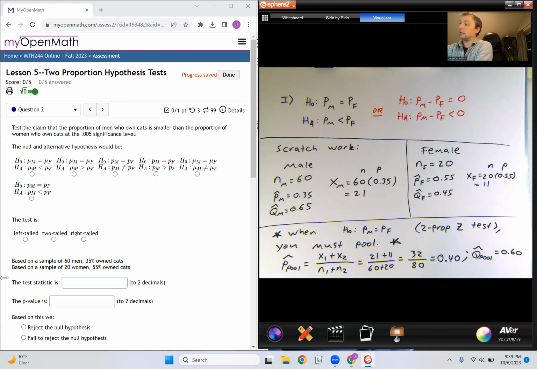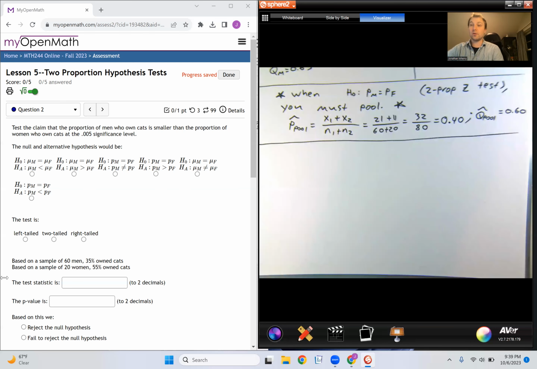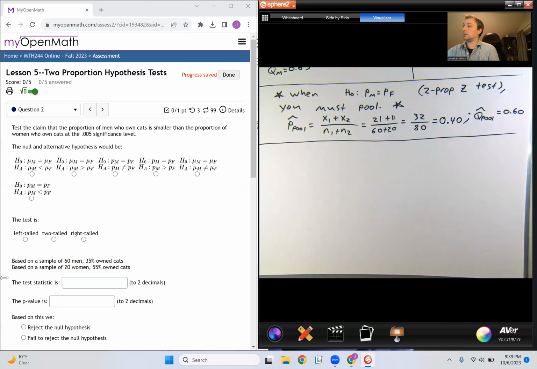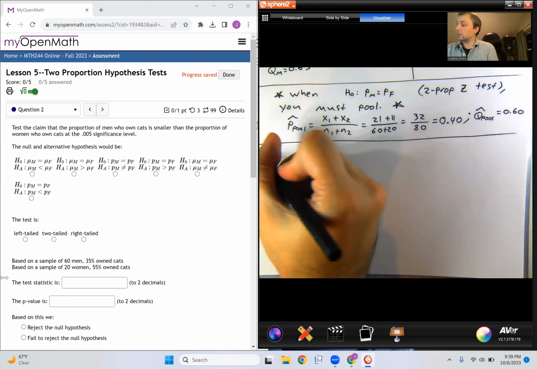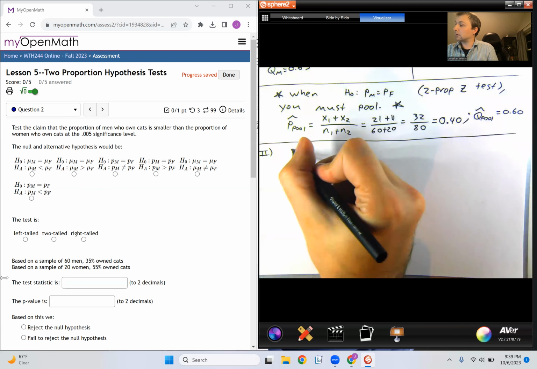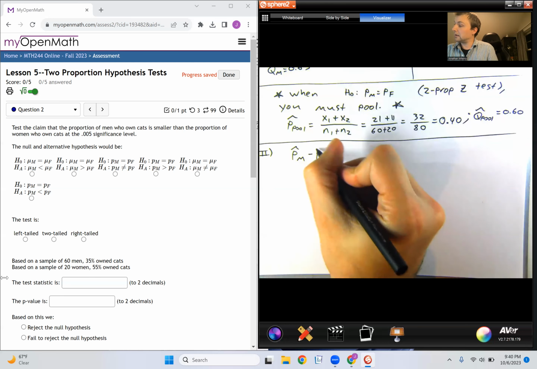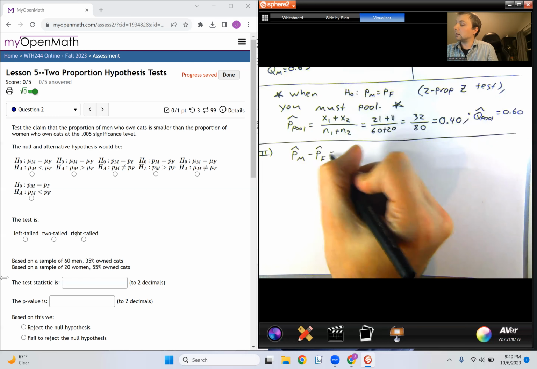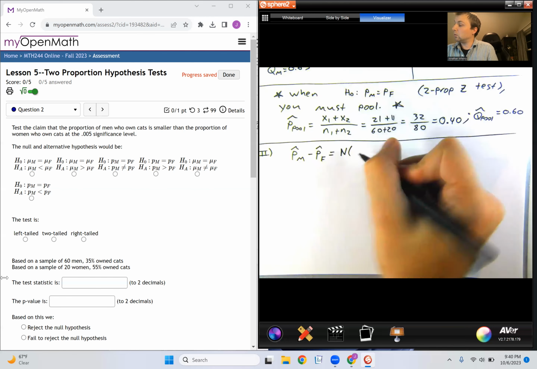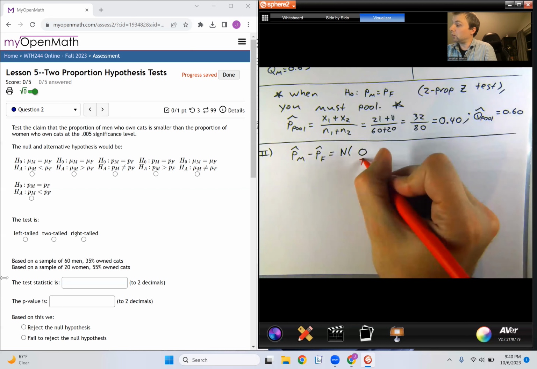So I have my hypotheses. I did a decent amount of scratch work here to pool. And again, pooling only shows up for this two proportion hypothesis test. And I'm going to use this for my model. My model when I'm comparing groups is going to be first group minus second group is normally distributed with a center of 0. It's always going to have a center of 0. This represents no difference.